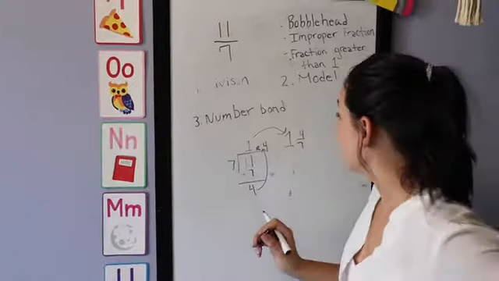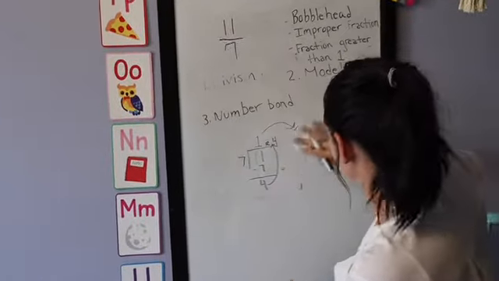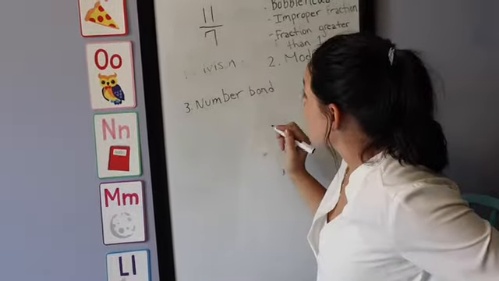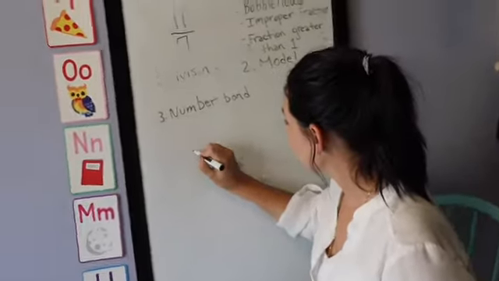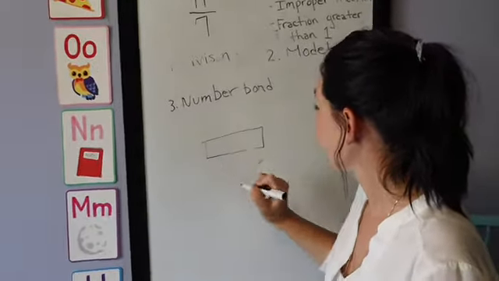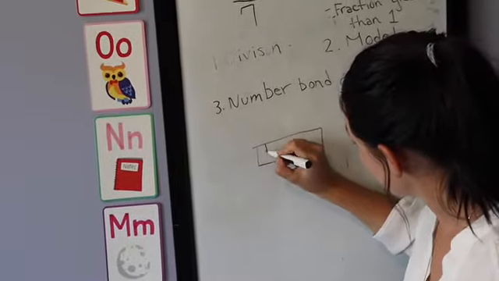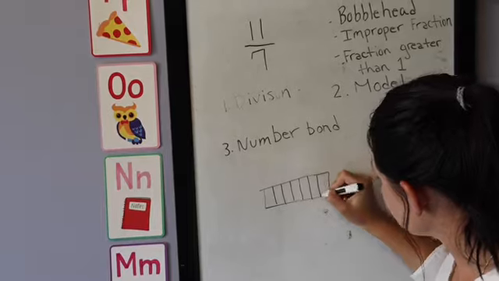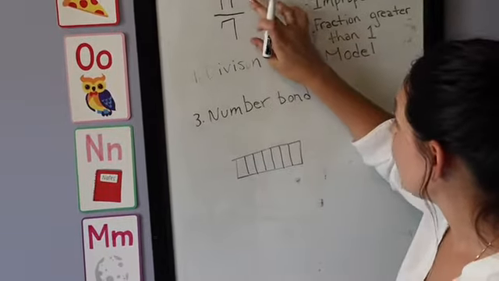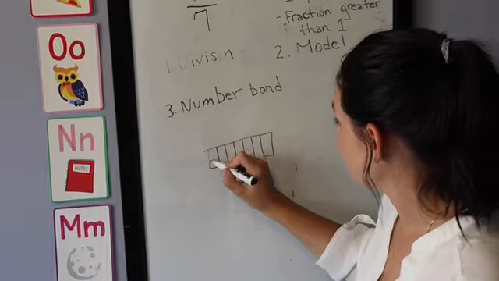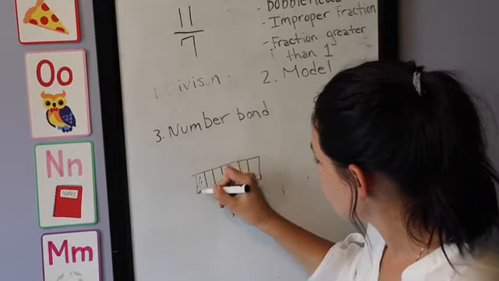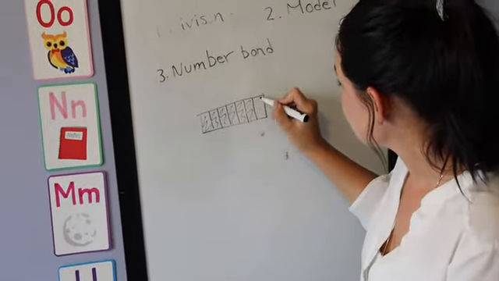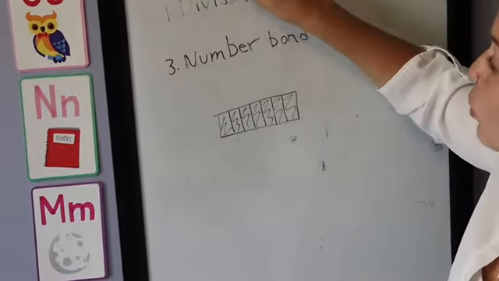Now we're going to do the model. So we are going to draw a 1 whole. We're going to break it into 7 pieces. 1, 2, 3, 4, 5, 6. Okay. So we need to color in 11. So we have 1, 2, 3, 4, 5, 6, 7. So we still have 4 more left.